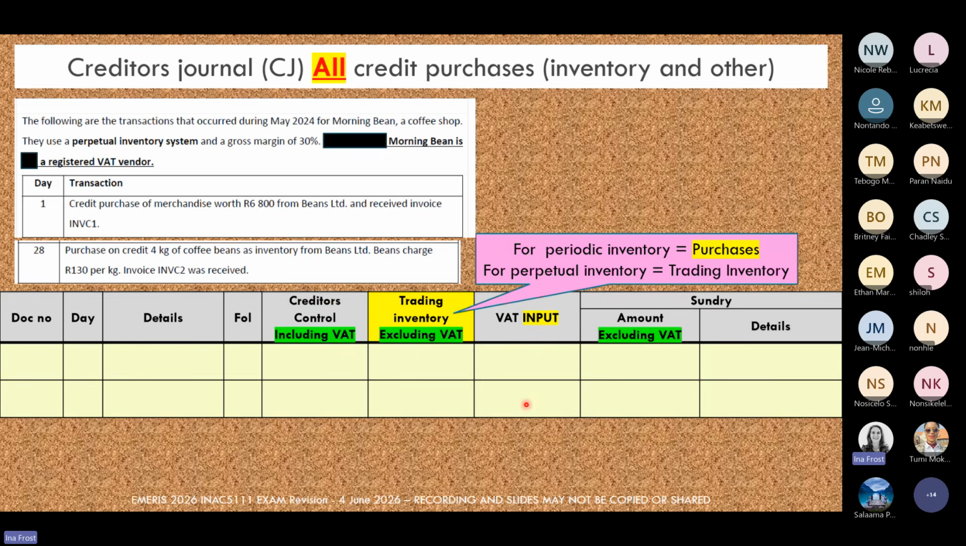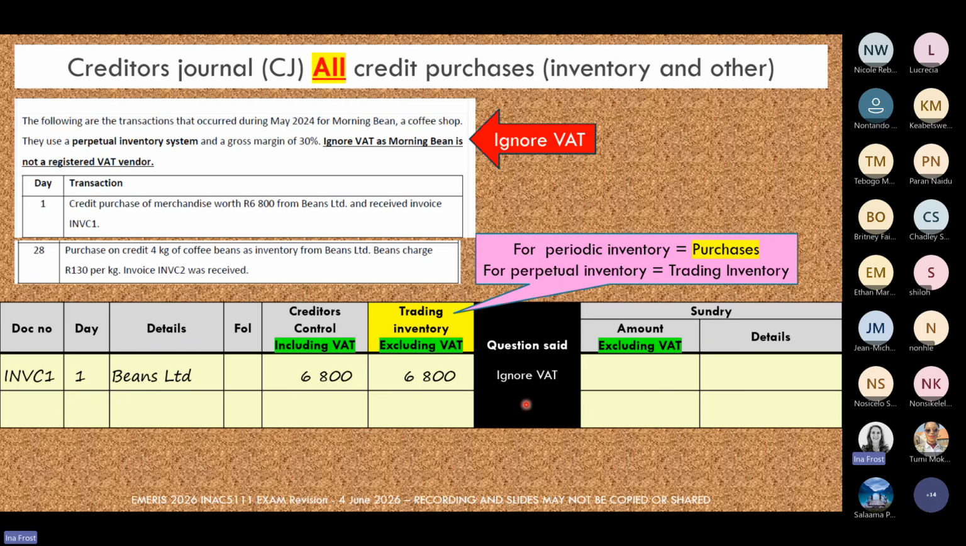Okay, so, sorry, guys. I think I went a little bit too quickly. So let's see then, how are we going to record these two credit purchases in our creditors journal, assuming there's no VAT? Okay, so this is what the two entries are going to look like. We have our document number, the day of the transaction, the name of the creditor, and because there was no VAT in this question, your creditors control and inventory columns have just the same amount.